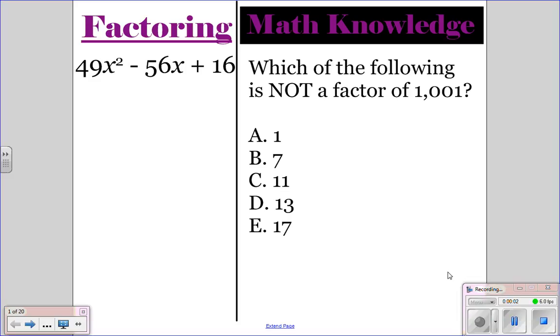All right, so y'all go ahead and do the factoring and the math knowledge question for today. Pause the video, and then once everyone is finished, you can unpause the video, and I'll go over the correct answers. So for this factoring, you're going to start by removing the 49 by multiplying it by 16.